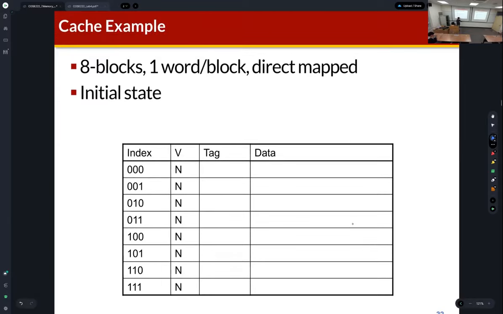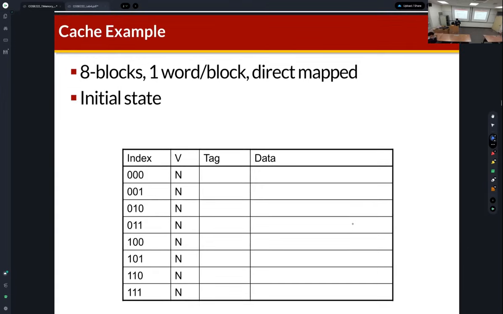So this is the example. Okay. So let us assume that this cache has 8 blocks. Okay. So you can find the eight indexes in the cache, from index number 0 to 7. And then also you can find the valid bit. All valid bits are 0, where N means false. Which means that there is no data in the cache. So actually the tag has some values, but these values are invalid. And then let us assume that the size of a block is 1 word, which means 4 bytes.